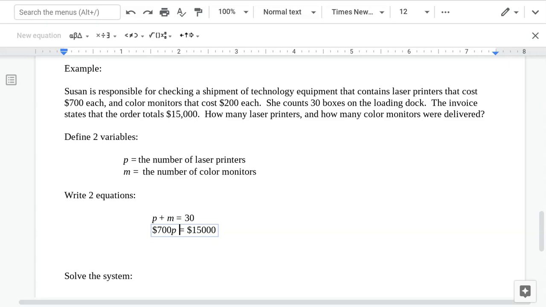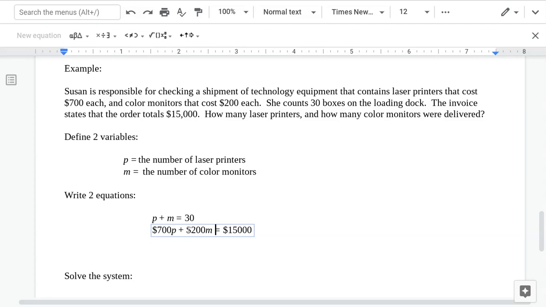In a similar sense, when we know monitors cost 200, we can use 200 as our coefficient for our monitors, because again, for every monitor that was ordered, we'll pay an additional 200. And overall, if you take the total cost of your printers and the total cost from your monitors, you should get to that total invoice of 15,000. So we have our two equations here, and we have a method to solve those equations.